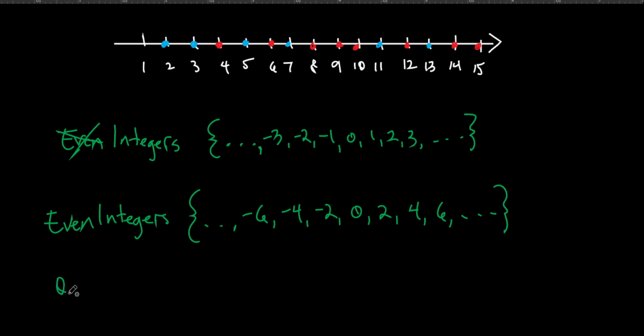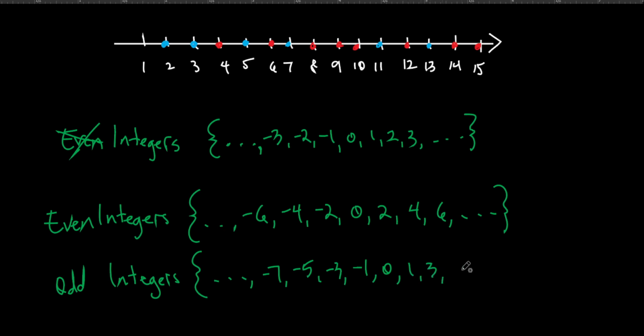Of course, the odds. It's almost a waste of time to do this, I think. So the odd integers, dot, dot, dot. Where do you want to start? Negative 7, negative 5, negative 3, negative 1, 0, 1, 3, 5, 7, comma, dot, dot, dot. And then there you go. Piece of cake, right?